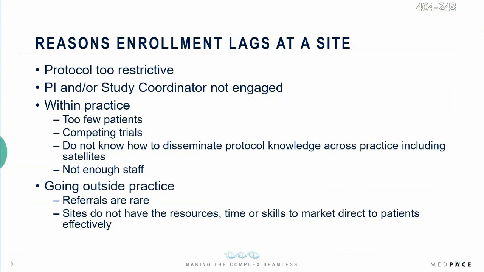Let's start with the top reason enrollment lags at sites. A lot of times the protocol may be too restrictive. The PI or the study coordinator may not be as engaged as we would like. And really within the practice, they may have too few patients. They may have competing trials that are grabbing the attention of the PI or the study coordinator. They may have a referral network or even additional satellite sites.